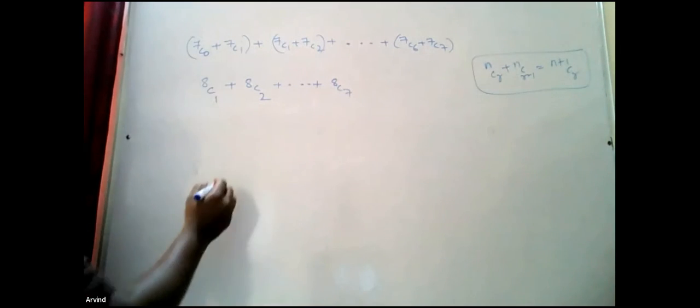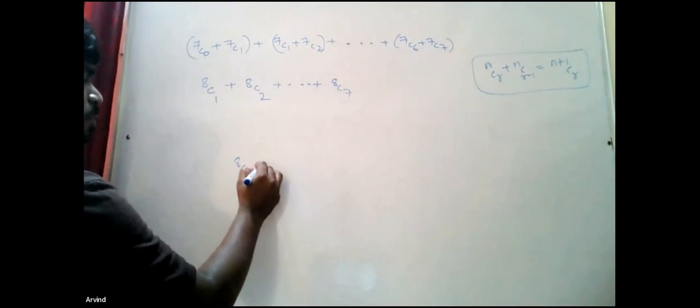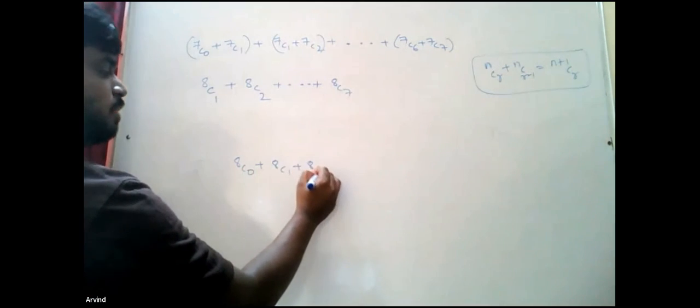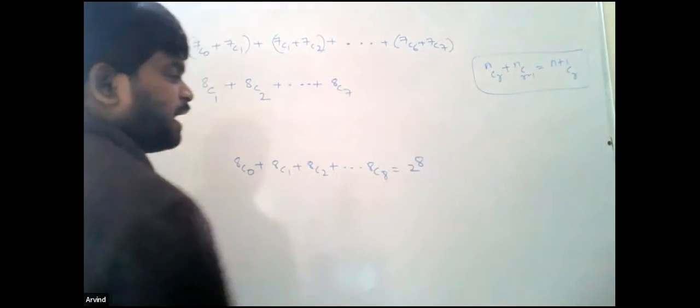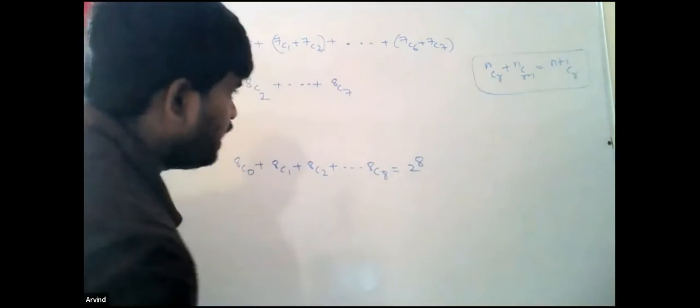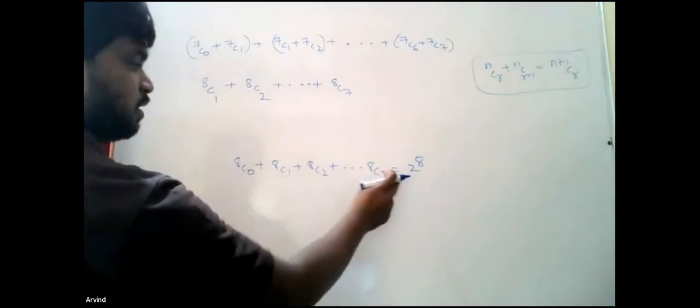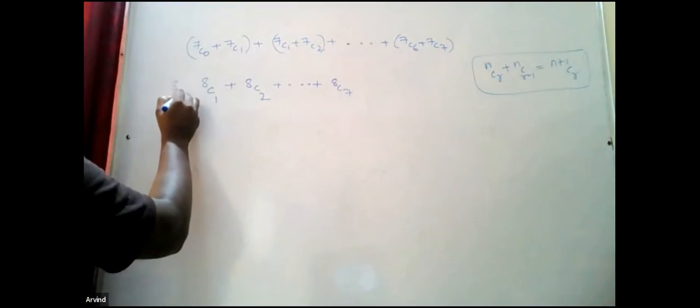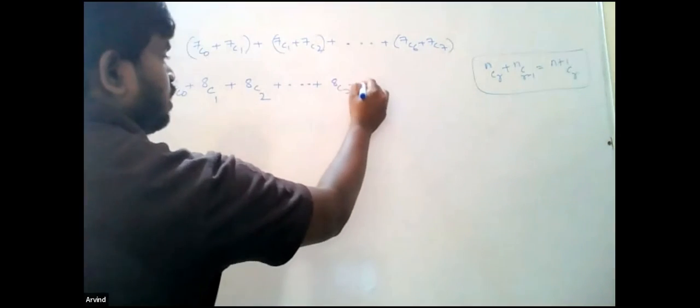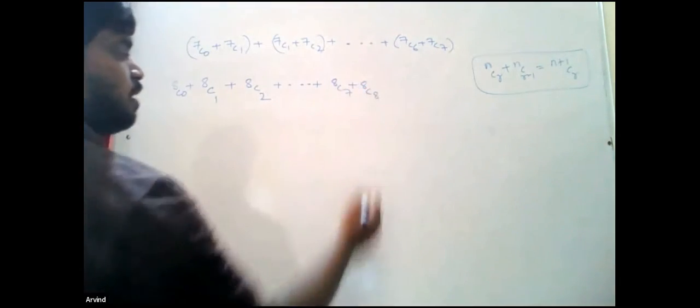Now we know there is a formula which says that 8C0 plus 8C1 plus 8C2 plus so on up to 8C8. Here what is missing is 8C0 and 8C8. Same formula which we have done already. So I will add 8C0 and I will add 8C8.